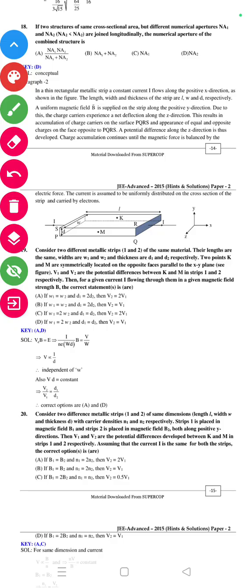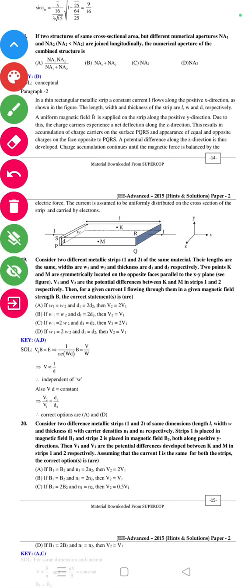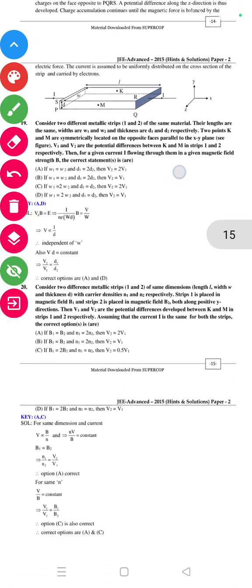This results in the accumulation of charge carriers on the surface PQRS and the appearance of an equal and opposite charge on the face opposite to PQRS. A potential difference along the z direction is thus developed. Charge accumulation continues until the magnetic force is balanced by the electric force. The current is assumed to be uniformly distributed on the cross section of the strip and carried by the electrons. So B is given, L is given, W and D are given. In this also, consider two different metal strips 1 and 2 of the same material.